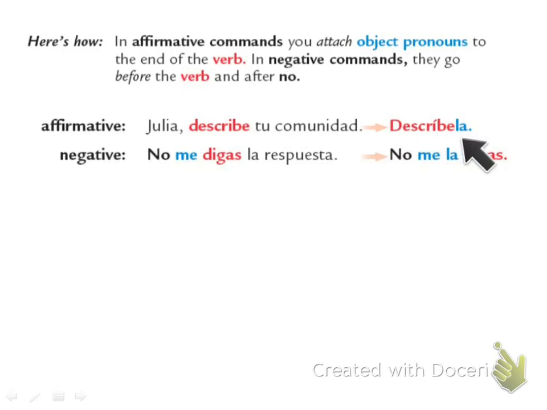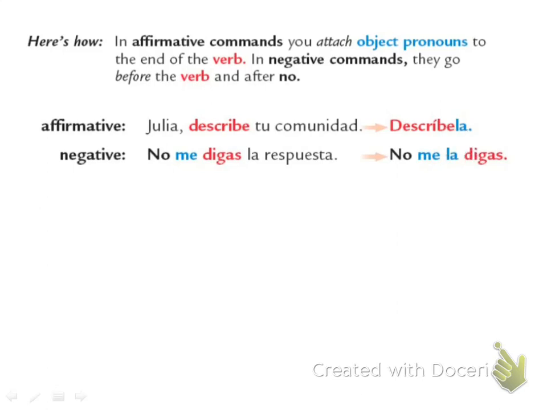Describe, original command. That's what you're looking at. It ends in a vowel, right? What's the rule? If a word ends in a vowel, N or S, the stress is naturally going to fall on the second to last syllable. So if describe is my last syllable, my second to last is right there because I've got 3 syllables. Describe.